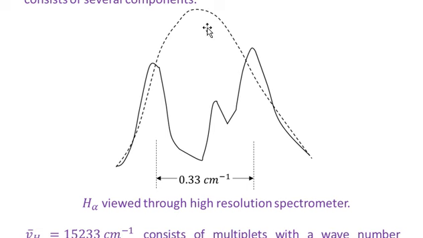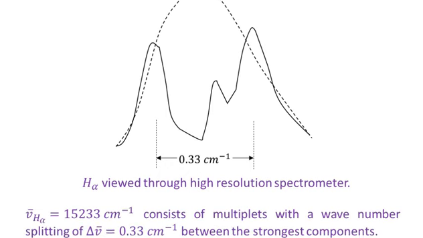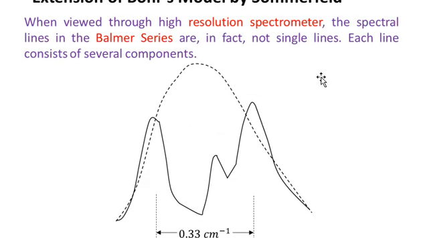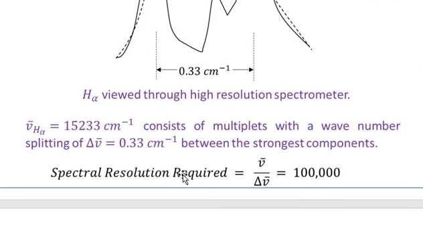And the central wavelength corresponding to the peak value of this dotted line, which is emitted as an H alpha line, corresponds to the energy of 15,233 centimeter inverse. The spectral resolution required to see the details of this H alpha line, which is shown in the dotted line over here: if you want to see the detail of this one, you need a very high resolution spectrometer. And that spectrometer must satisfy this condition.